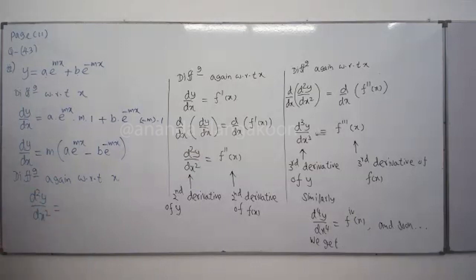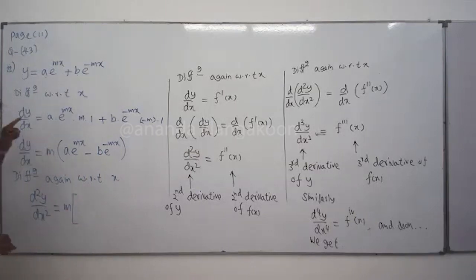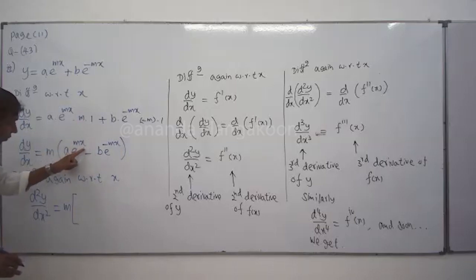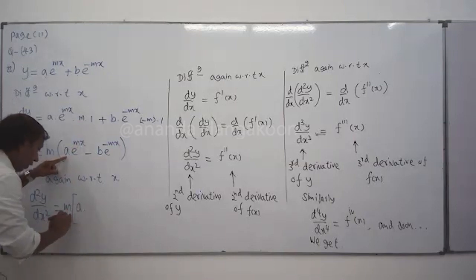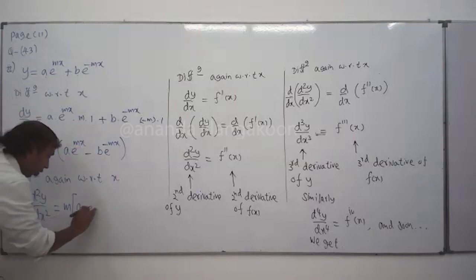Now the right hand side also we must differentiate. This m is a constant, we told. Then we keep m the same, open a bracket, go into the bracket, and the two terms inside the bracket we have to differentiate. Now we'll consider this first, a e to the power mx. When you differentiate a e to the power mx, since a is a constant, keep that a here. E to the power mx, when you differentiate, we get e to the power mx.